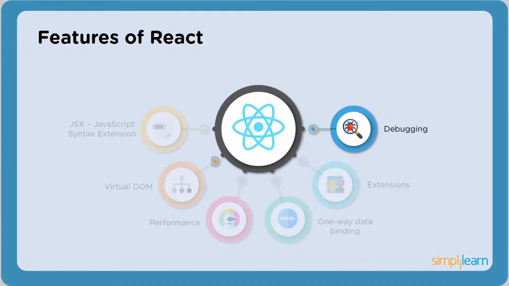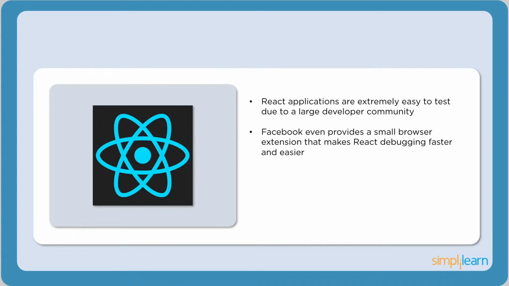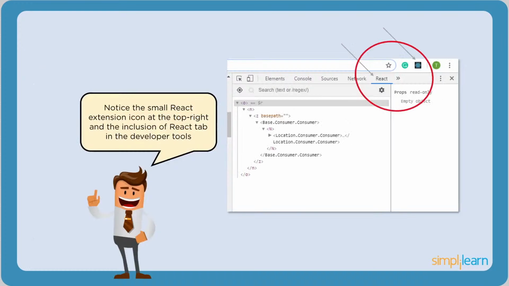The last feature of React is debugging. React applications are easy to debug thanks to the large and active developer community. You can practically debug React codes within your browser. Now notice the small React extension icon at the top right corner. This developer tool allows the user to inspect the code and also easily debug it.